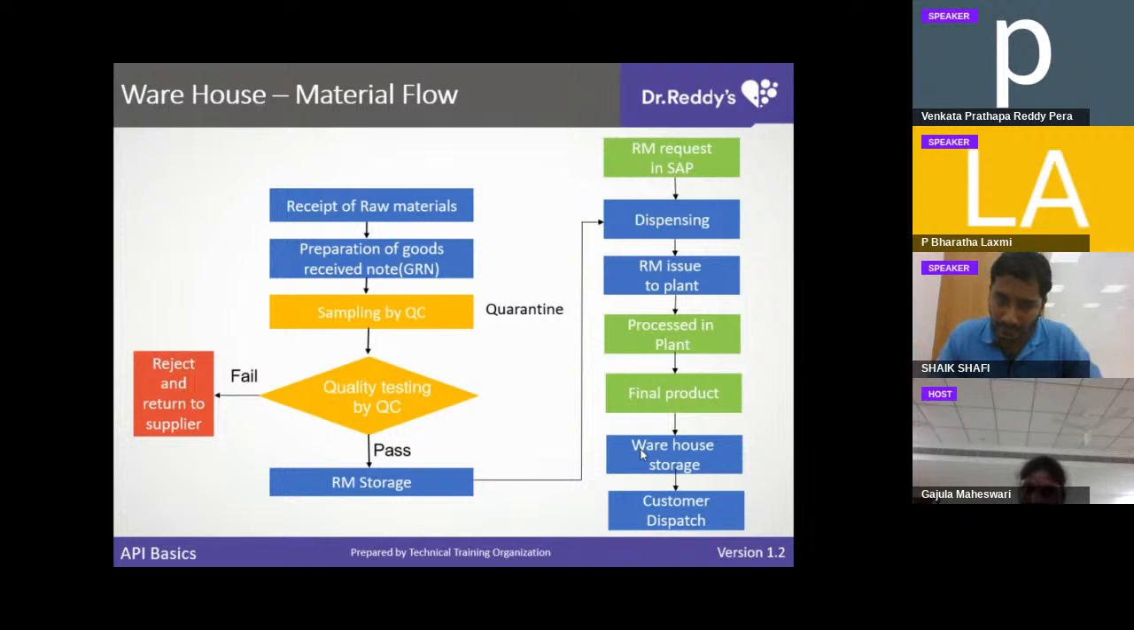they do dispensing as per the production request. They issue to the plant and plant people will process in the plant. Then the final product will be made. Again, warehouse people will store it and dispatch to the customer as per the plan. This is the material flow in warehouse.